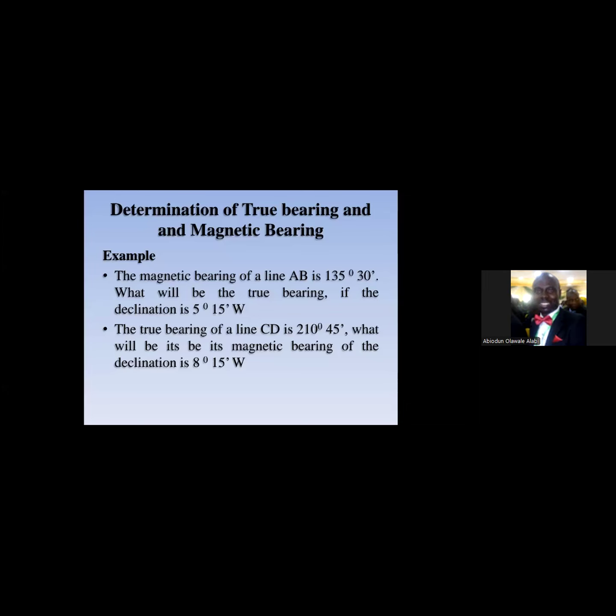Now for magnetic bearing, we are given the true bearing here, which is 210 degrees 45 minutes. What would be its magnetic bearing? If the declination is 8 degrees 15 minutes west, so this will now be plus. That will be magnetic bearing equals true bearing plus the declination.